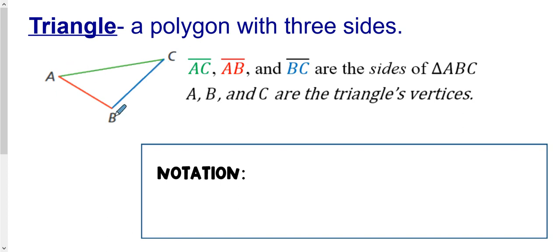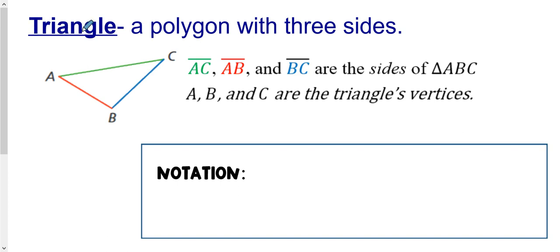And then what happens when you have a triangle is you also get 3 different angles. You've got angle A, angle B, angle C. So those points A, B, and C, those are the triangle's vertices. They're each a different vertex for those 3 different angles. And if you think about the word triangle, tri, the prefix meaning 3, and then angle. So a triangle is a shape with 3 sides and 3 angles.